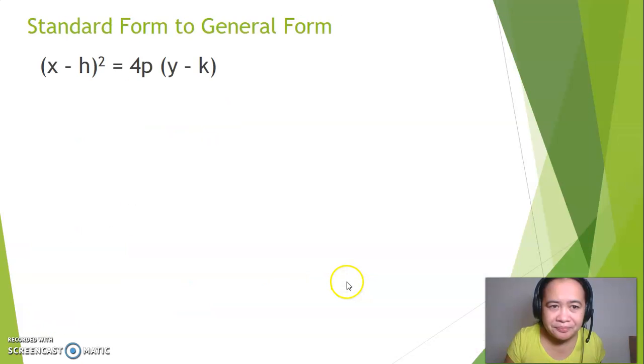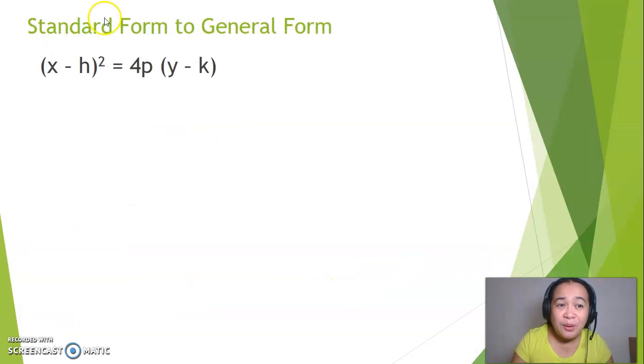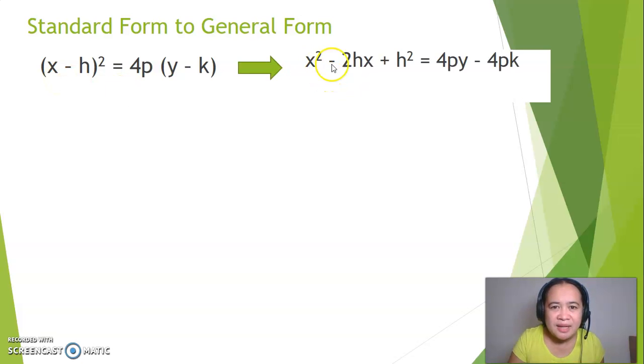Another example. Now, how to rewrite standard form to general form? So this is the standard form. You just expand this, squaring this binomial. We will have x squared minus 2hx plus h squared. Distribute 4p to the terms inside. We will get this one.